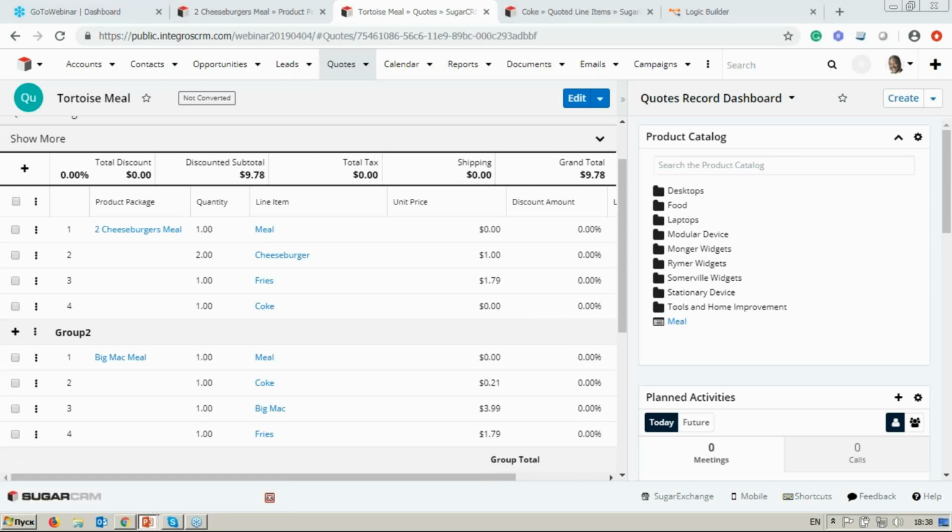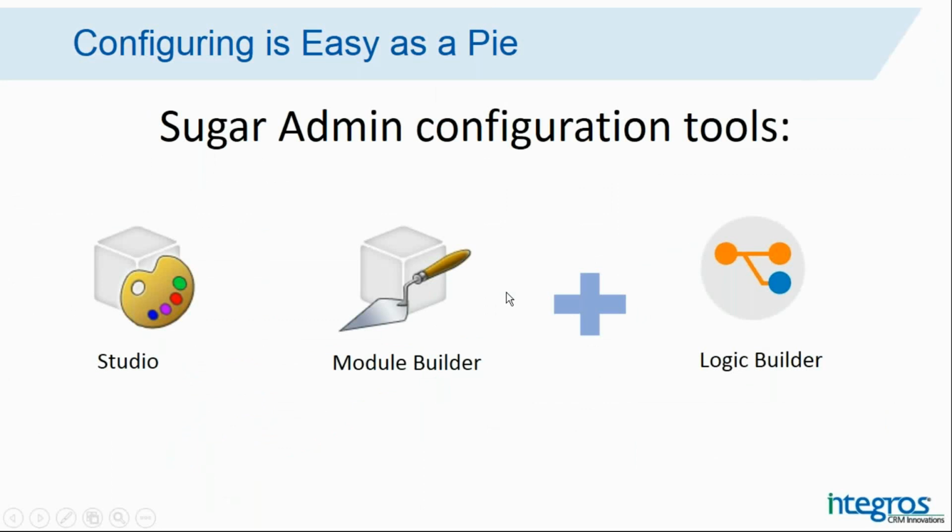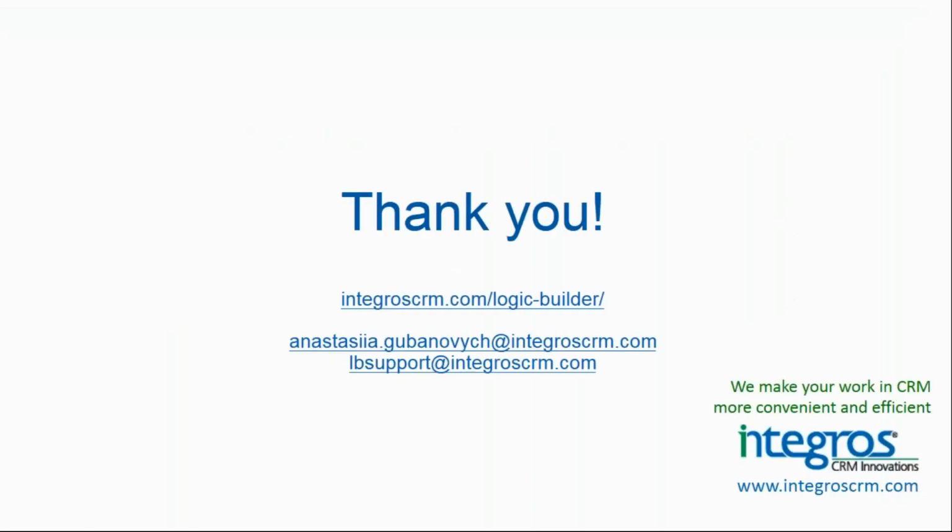Let me return to my presentation. So as you may see, using only configuration tools, Studio and Module Builder to create models and set relationships between models, and Logic Builder to describe how Sugar will behave in response to an event, in our case when a sales rep adds a product package to the quote, we can address different business challenges. I hope that this configuration practice we discussed today brings you an idea regarding addressing the business challenge you face.